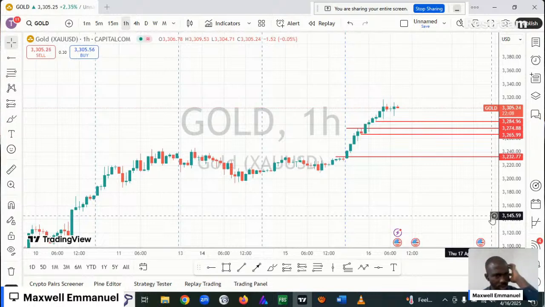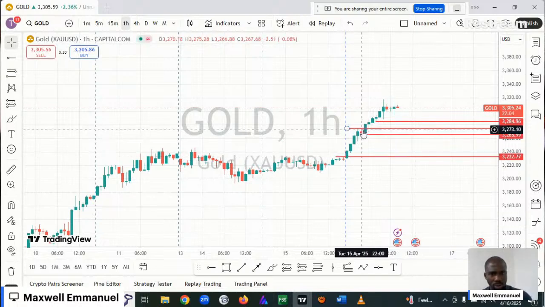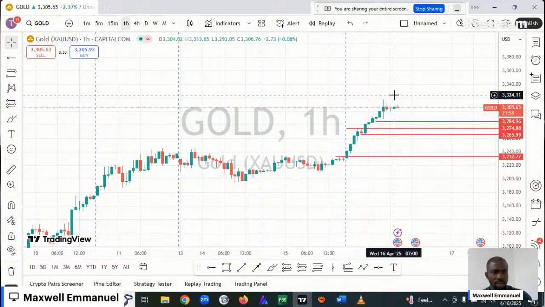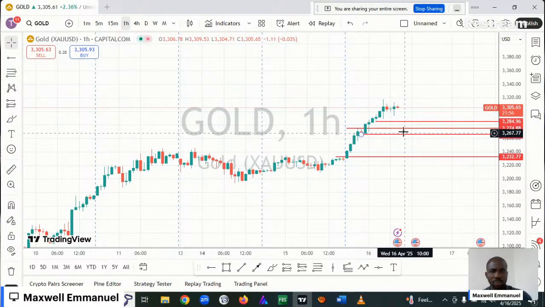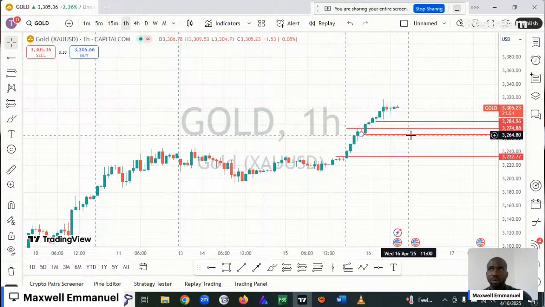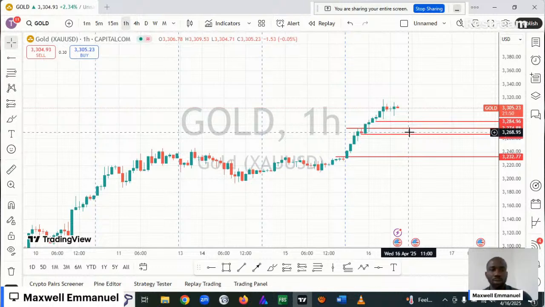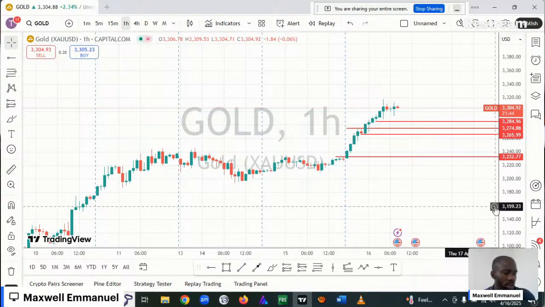So this zone here could be a good area to consider buying. If price would retrace to this area, then from this area we could look for a buy opportunity. So that's my take on gold.